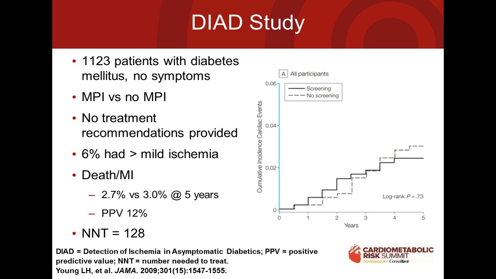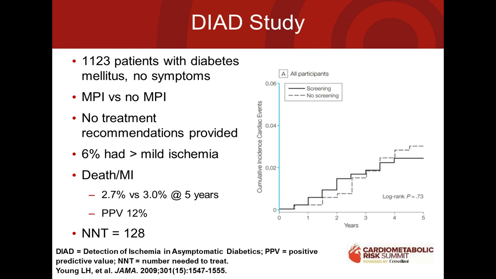So within that study, within the patients that were screened, over 6% had greater than mild ischemia. So we're actually detecting a non-trivial amount of ischemia in these patients, as you might expect, they have diabetes, they have high cardiovascular risk. But despite finding that ischemia, there was no difference in death or MI. So 5 years out, the rate of death or MI in this population was 2.7 versus 3%.